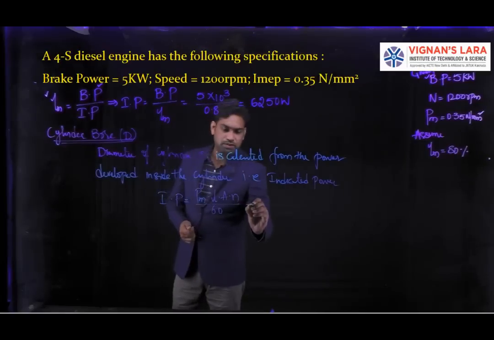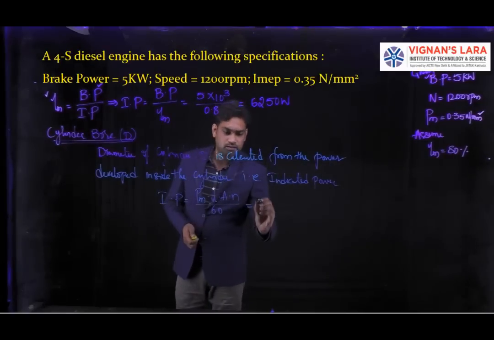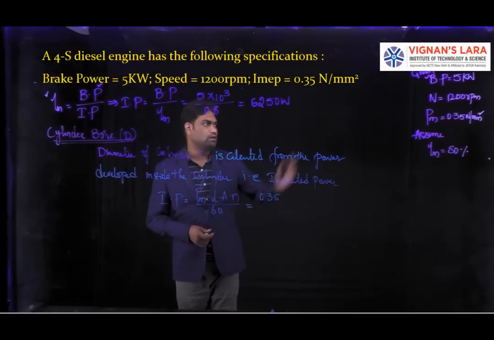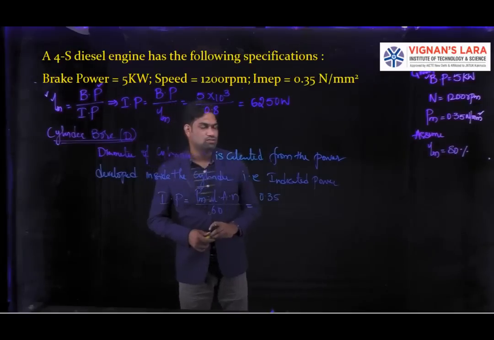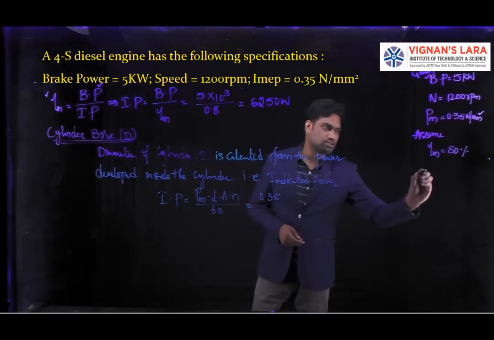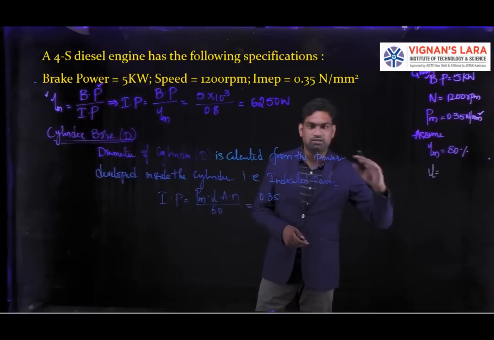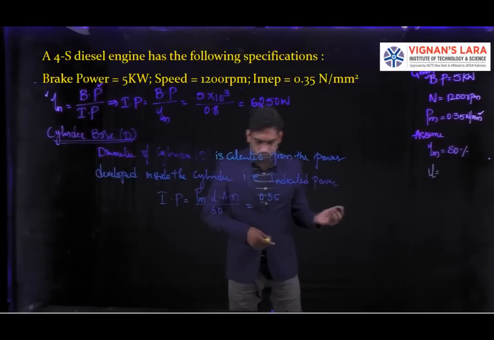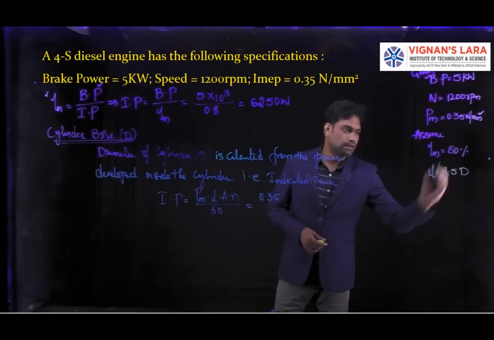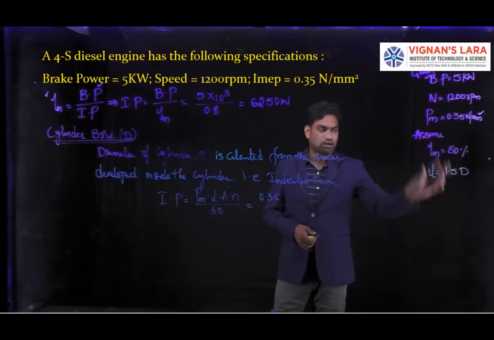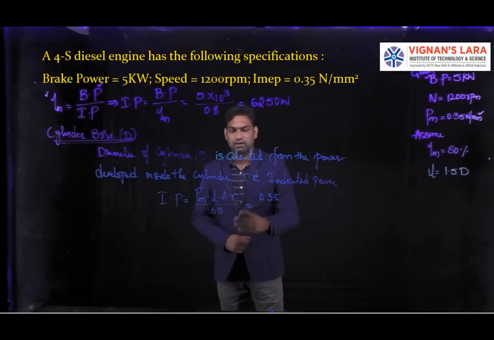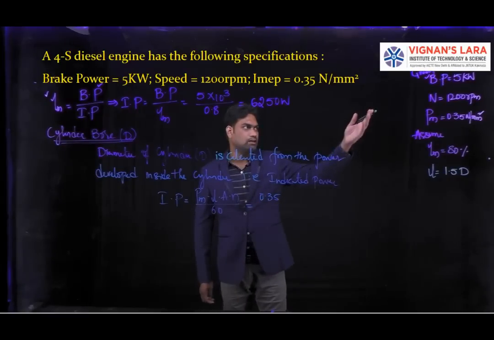So here PM is given in the data, so 0.35. But L is not known, the length of stroke is not given in the data. So you can take L in between, again it is an assumption. The length of stroke is taken in the range of 1.25 D to 2D. So here I am taking 1.5 times of diameter, so it is also an assumption. Whatever values I am assuming, I am clearly stating it here. And the area is pi by 4 D square, and it is a 4-stroke engine, so we can take n equal to N by 2.